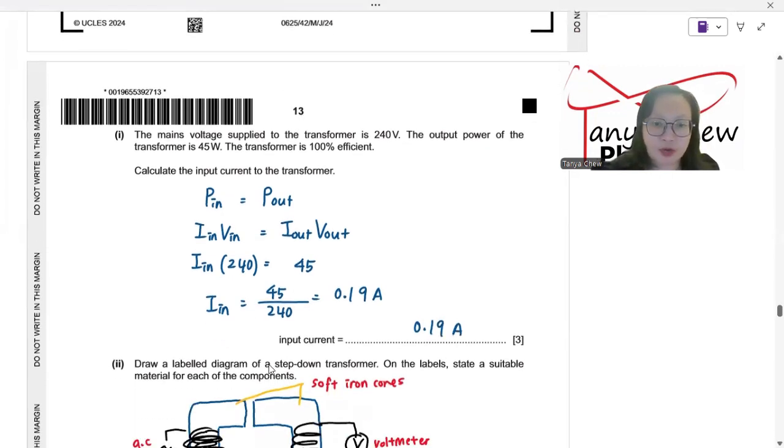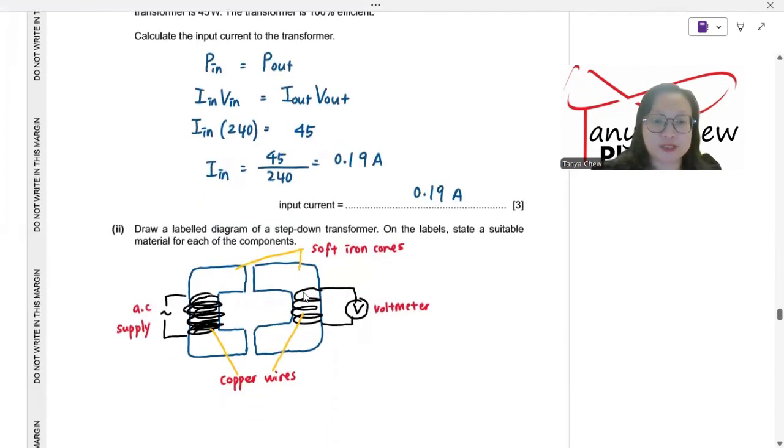Now, draw a labeled diagram of a step-down transformer. On the labels, state a suitable material for each of the components. So this is my step-down transformer. You have to show that the primary coil has more number of turns compared to the secondary coil. How do you detect which is the primary coil? The one that is connected to AC supply is the primary coil.